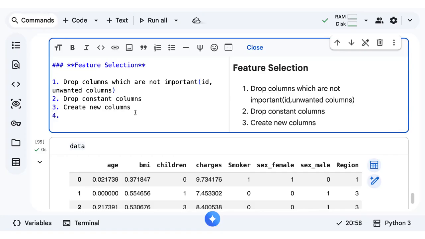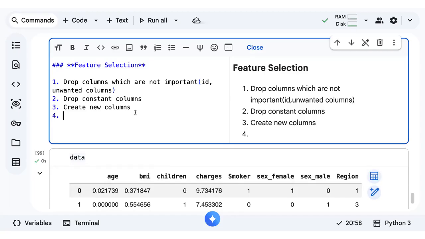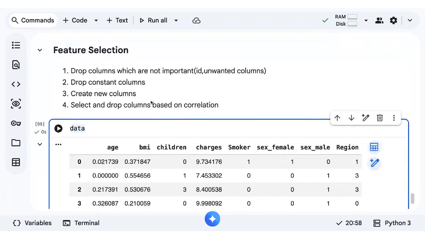And the fourth important thing: select and drop columns based on correlation. Drop columns which are not really important. In this case, all the columns are important to us. No constant columns. No need to create new columns. Already all data is available. Select and drop columns based on correlation.